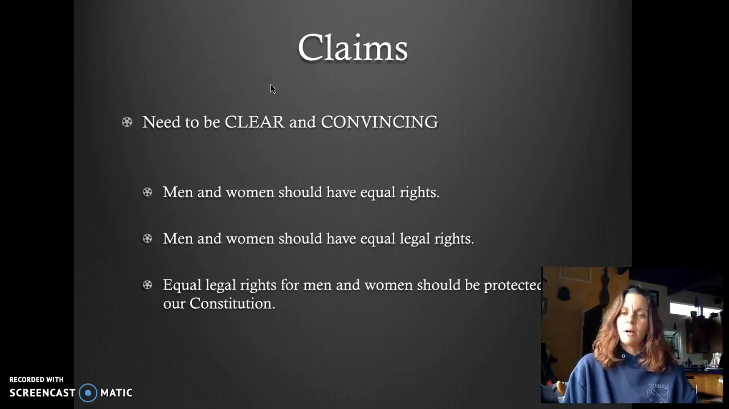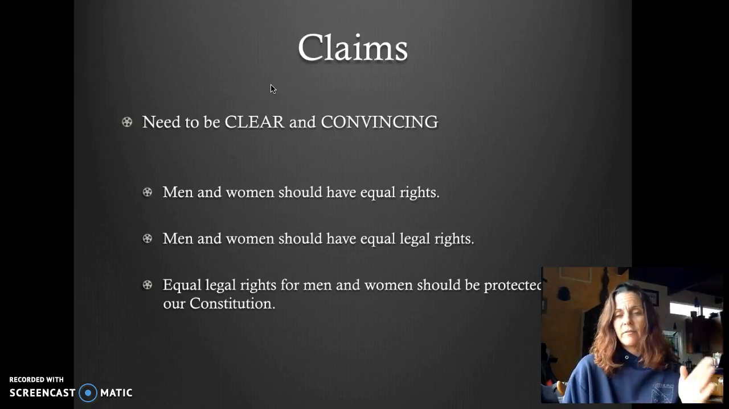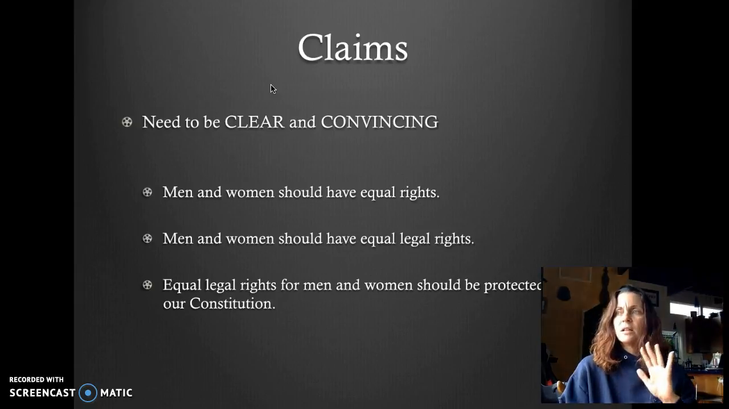Okay, so things about claims. They need to be really clear and specific to be convincing. So I gave 3 examples here of claims, and clearly the last one, and you want to think about this, is much more effective as a claim. I'm not saying whether you agree or disagree with it, but that it's much more effective because it's specific and it has a clear scope.